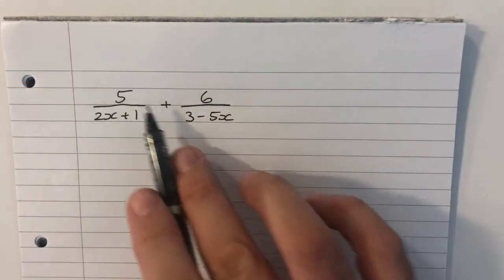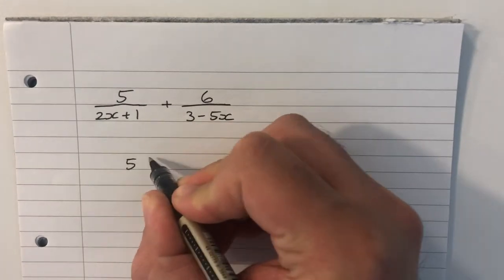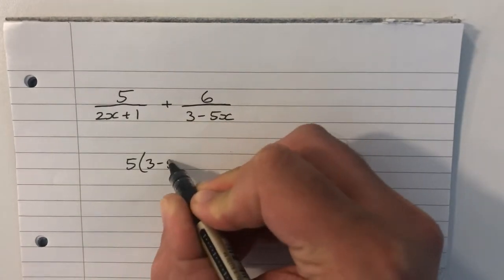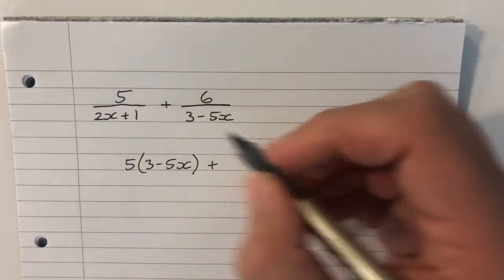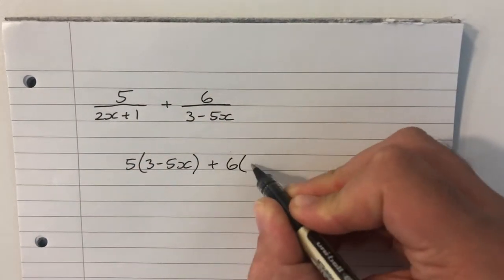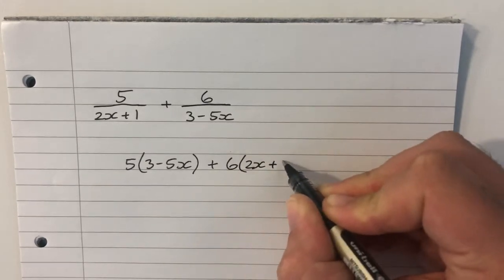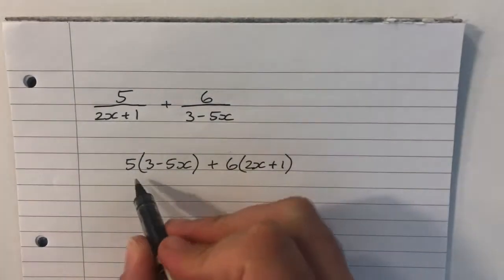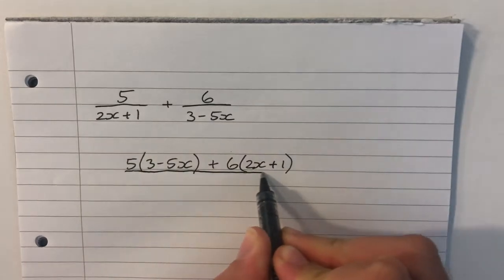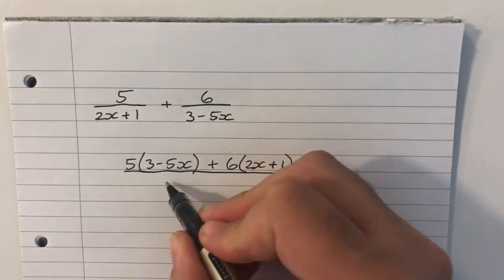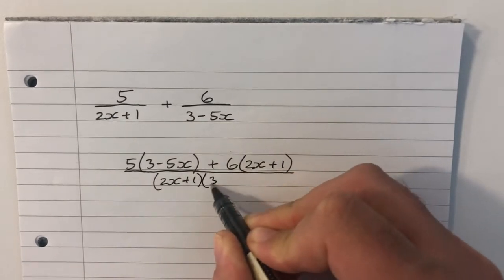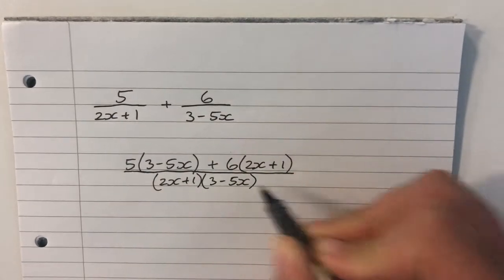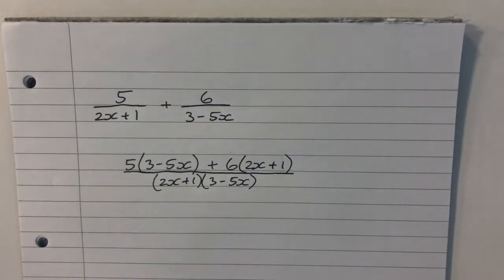So this numerator times this denominator is going to give us 5 into 3 minus 5x. This numerator times this denominator is going to give us 6 into 2x plus 1. And then our new denominator is a product of the two denominators from before. So we're going to get 2x plus 1 multiplied by 3 minus 5x. Okay, so that is now a single fraction. It just needs a bit of simplification.